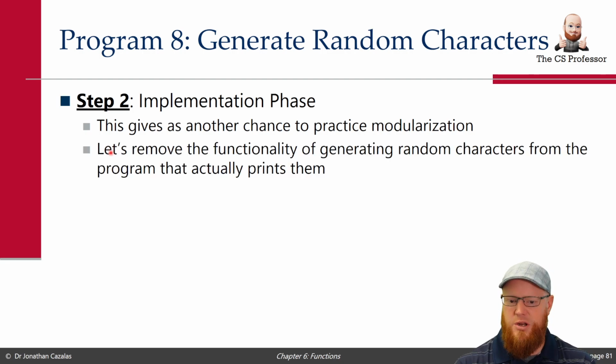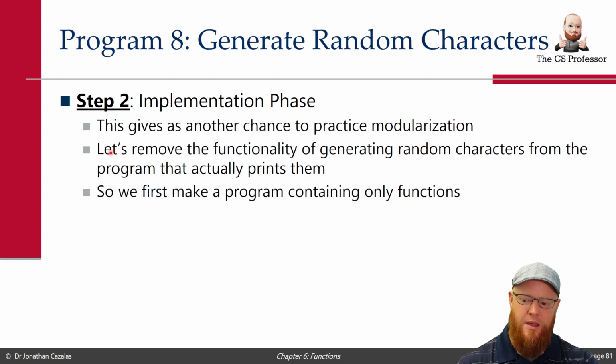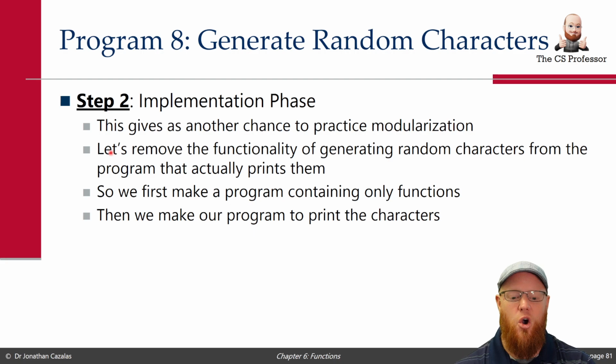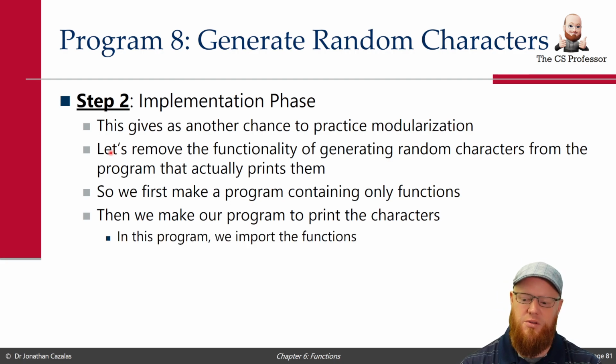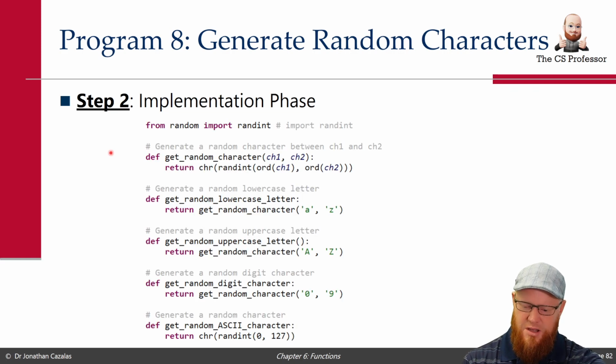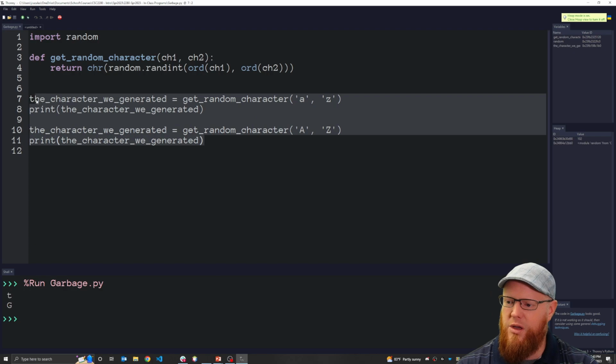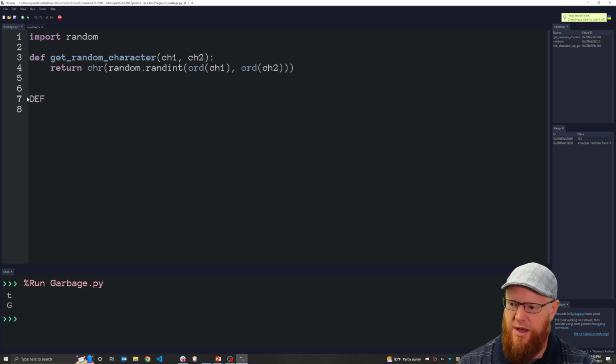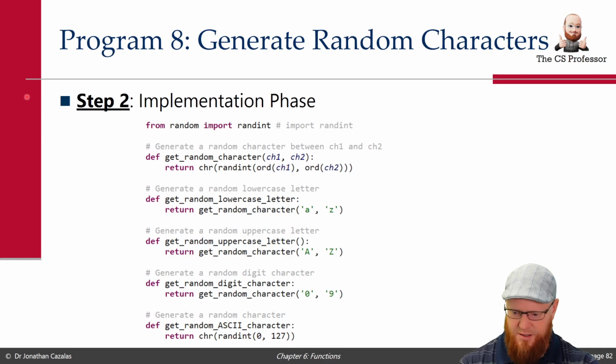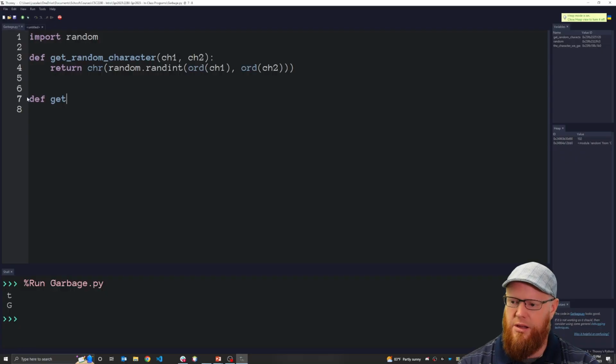Let's remove the functionality of generating these random characters from the program that actually prints them, and let's make a program containing only functions. Then we're going to make the program that actually prints out the characters. I'm not going to type all of this, but this was the idea. Notice here's this very vanilla get random character function. And now we could also make another function, define get lowercase letter. Let's call it get random lowercase letter.